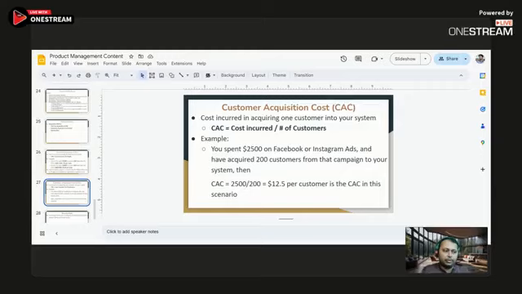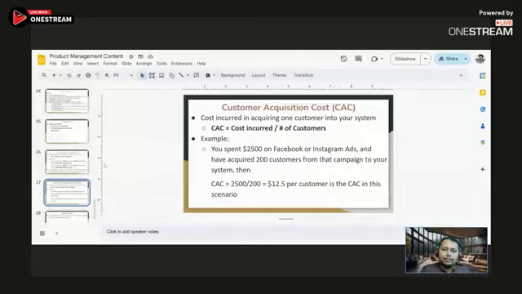So then the CAC for that would be 2,500, which is the cost incurred, divided by the number of customers who have come in because of that campaign which we ran. So 2,500 divided by 200 will give you $12.5 per customer. So that is your CAC in this case. The customer acquisition cost for you is $12.5 per customer, right? So this is about customer acquisition cost.